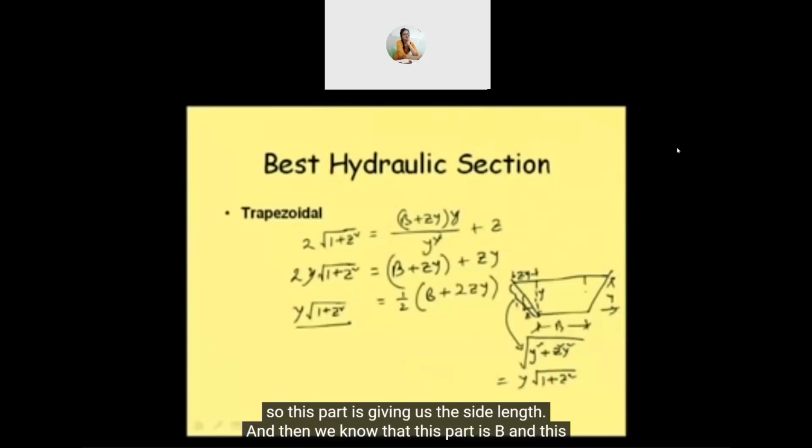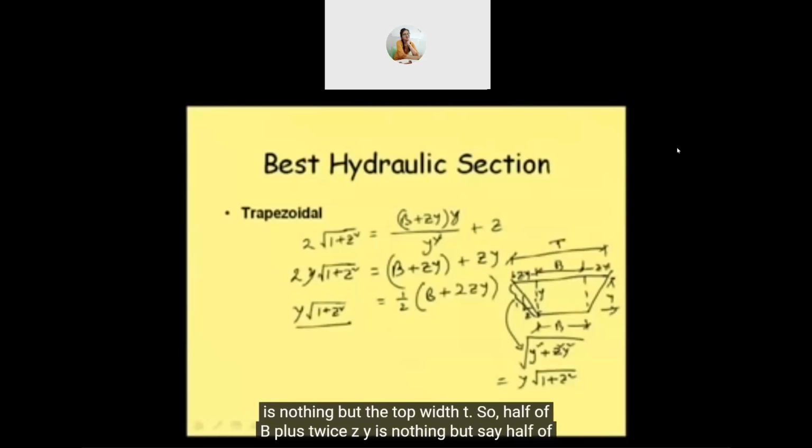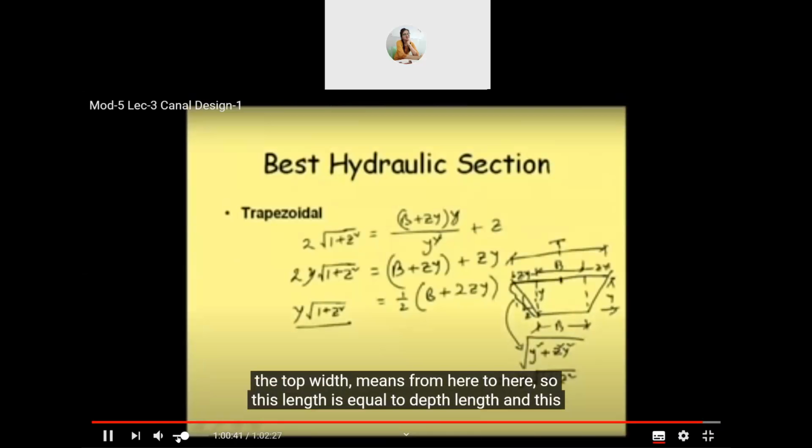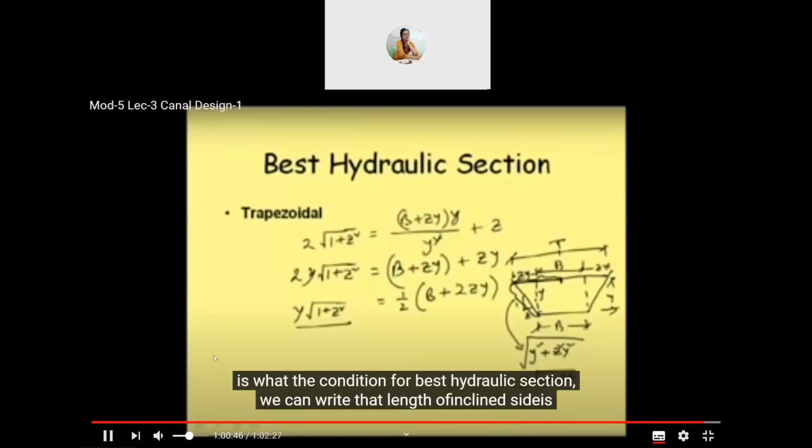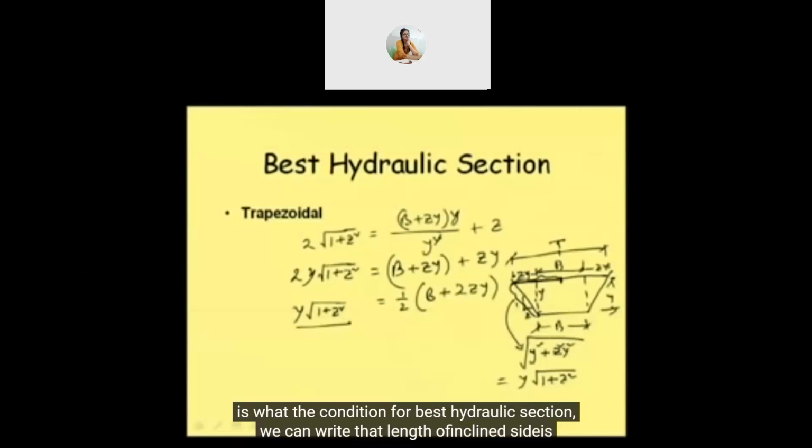And then we know that this part is b, and this is again zy. So what is half of b plus twice zy? b plus twice zy is nothing but the top width, t. So half of b plus twice zy is nothing but half of the top width, means from here to here. So this length is equal to that length. And this is the condition for best hydraulic section.